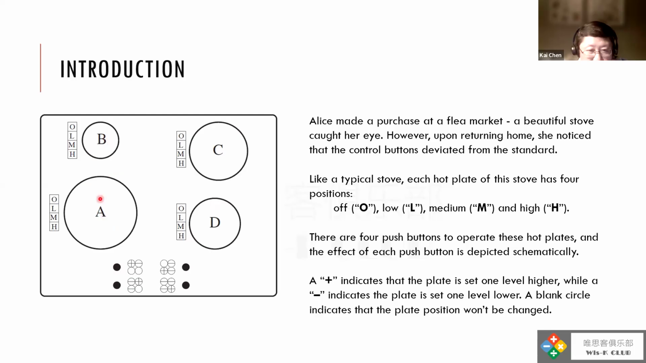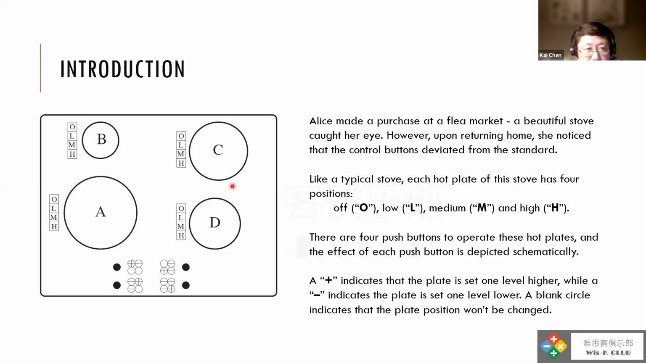And each of the plates has 4 statuses according to their heating power. It can be O, which stands for off, so it's off, low, medium, and high. LMH stand for the different power of the heating: low, medium, and high. Normally you have 4 buttons, and each button controls one plate. You can press the button to control the status of the plates.